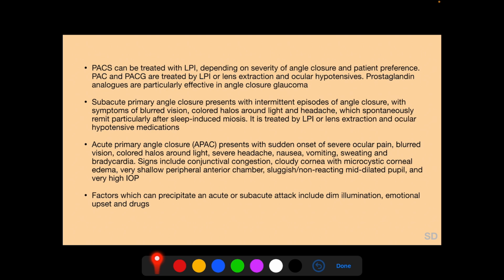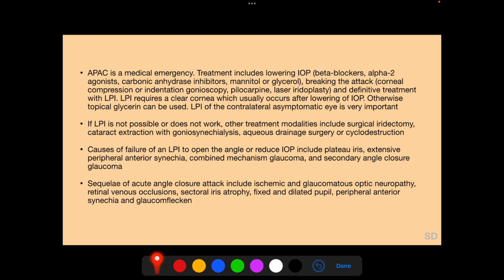Acute primary angle closure presents with sudden onset of severe ocular pain, blurred vision, colored halos around light, severe headache, nausea, vomiting, sweating, and bradycardia. Signs include conjunctival congestion, cloudy cornea with microcystic corneal edema, very shallow peripheral anterior chamber, sluggish and non-reacting mid-dilated pupil, and a very high intraocular pressure. Factors which can precipitate an acute or subacute attack of angle closure include dim illumination, emotional upset, and drugs. Acute primary angle closure attack is a medical emergency.